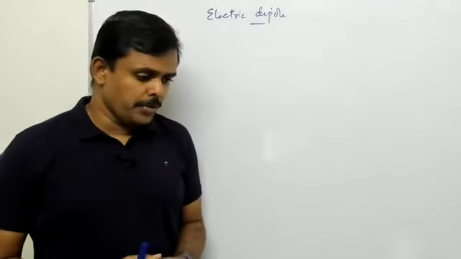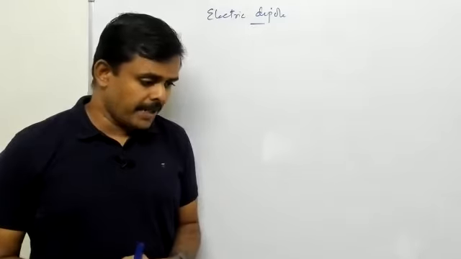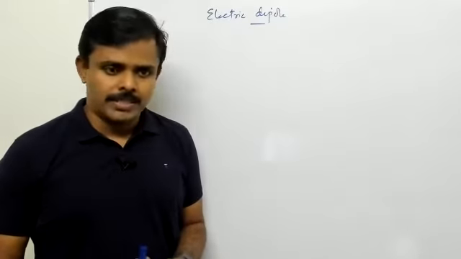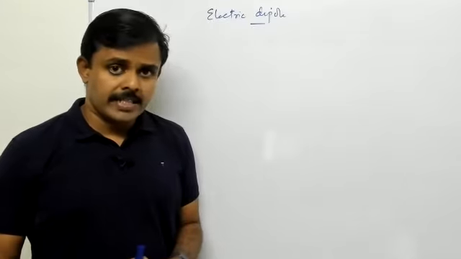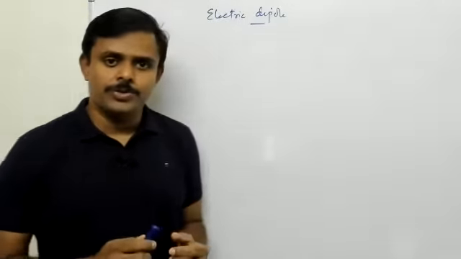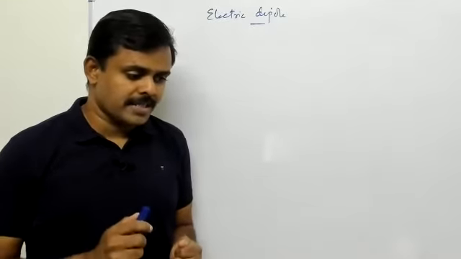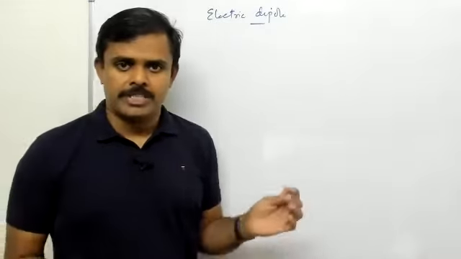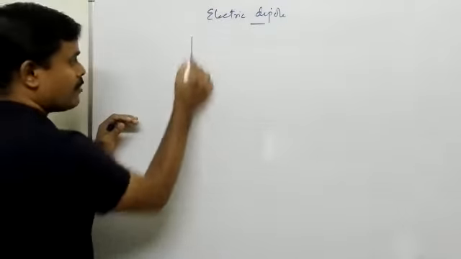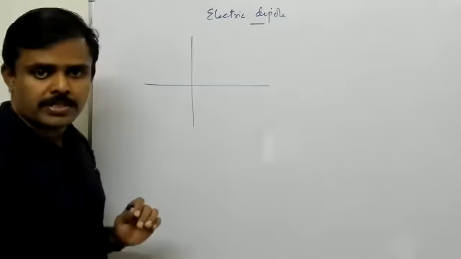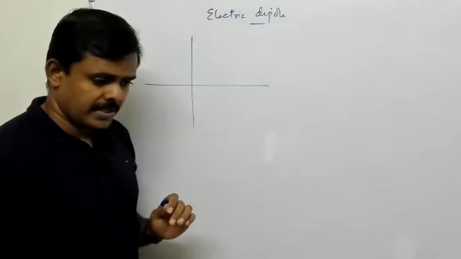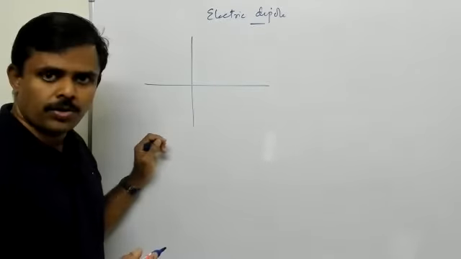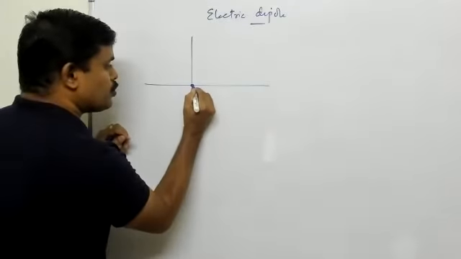Charges minus 2Q, plus Q and plus Q are placed at locations 0, 0, 0, A and A, 0 respectively. So where are the charges placed? So let us draw the figure first. I am drawing the X and Y axis coordinate system. I am going to place the charges. Look at the sequence. Minus 2Q is placed where? 0, 0. So I have a minus 2Q placed here.